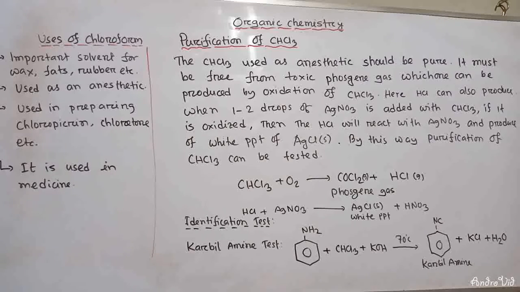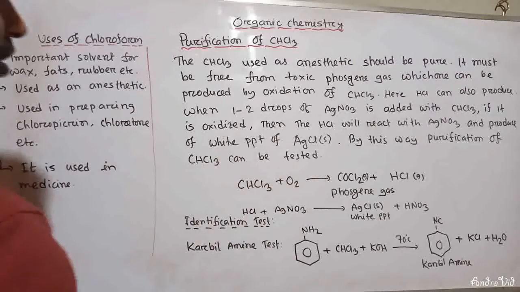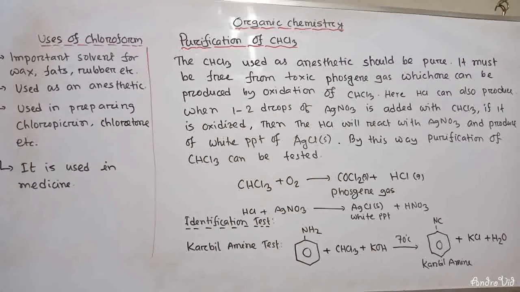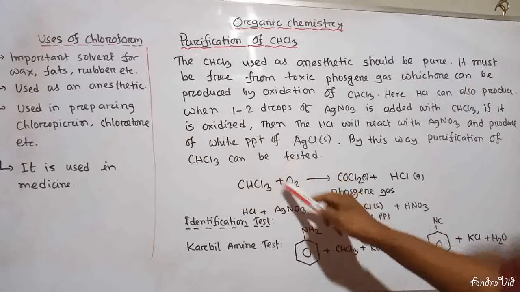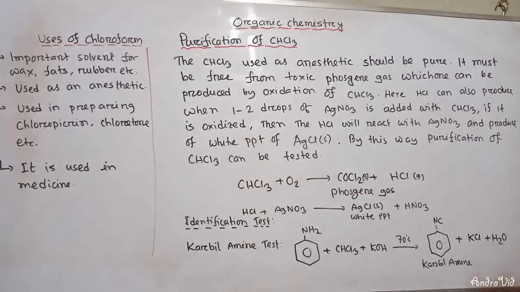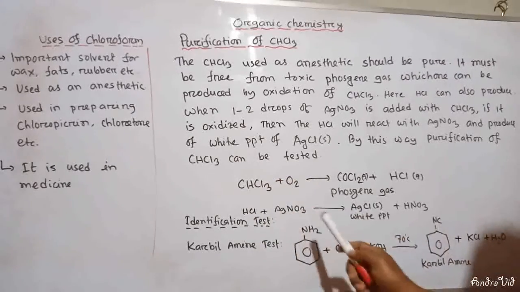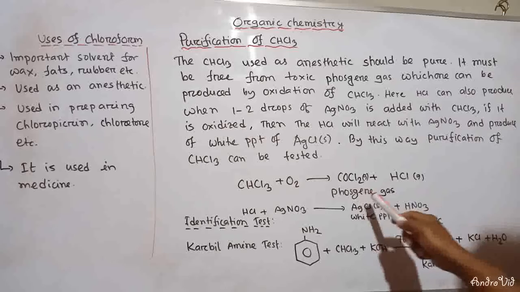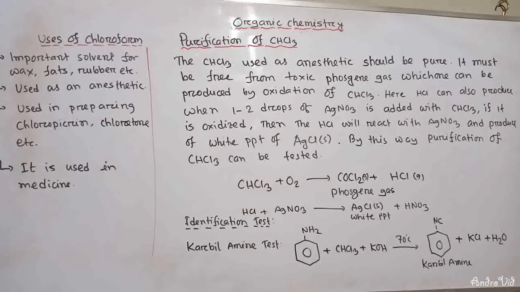Chloroform can be used as an anesthetic, you know. Again, chloroform has the chance to be oxidized by the air oxygen. This is a very important point and you have to note it. When it comes into contact with air, it will be oxidized, and by this way it will produce phosgene gas in addition to HCl.